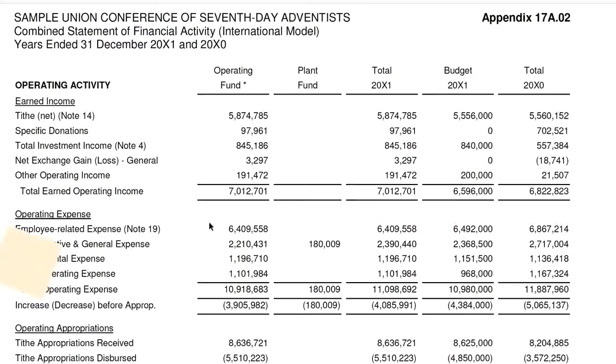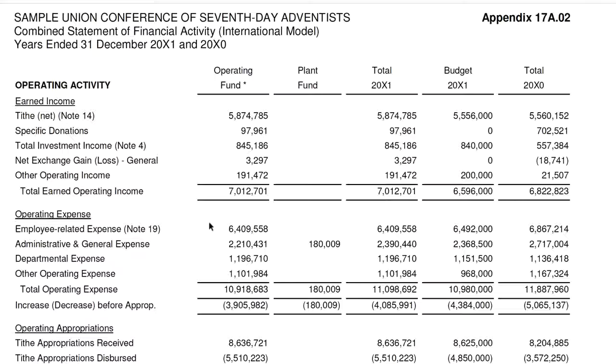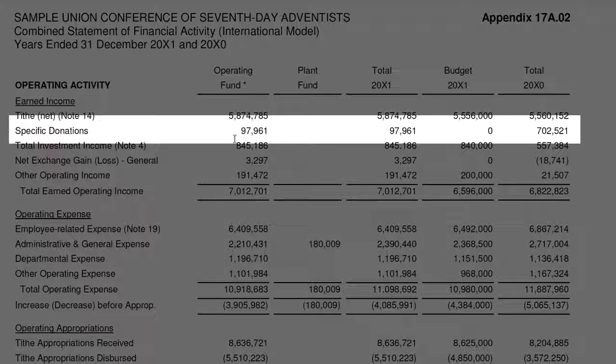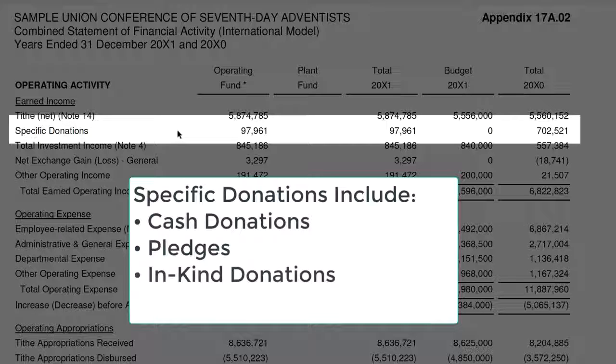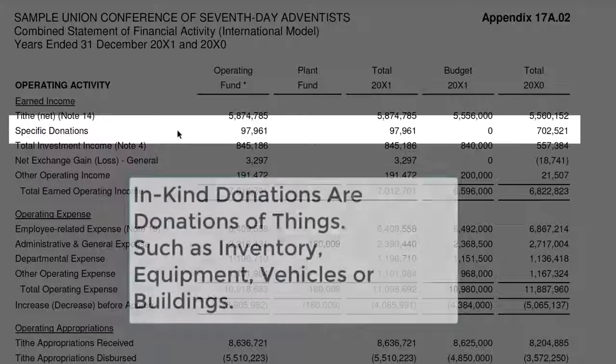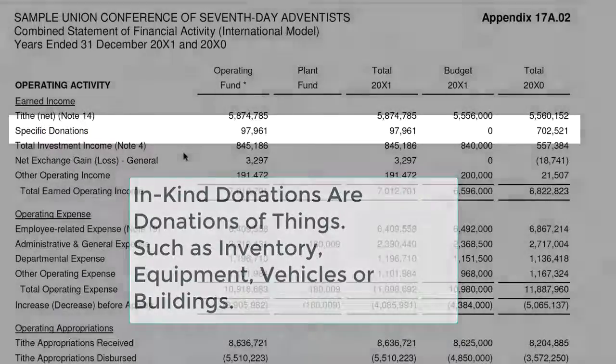There is not a lot more to be said about the statement of financial activity, but there are a few points. They're completely unrelated, three or four topics that are just things to point out. Specific donations can include cash donations as well. It can also include pledges recorded as donations because of the accrual accounting we were talking about last time. And also, it can include in-kind donations. So if someone donates a truck to your union, then that would be an in-kind donation.